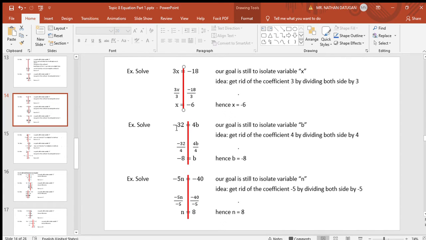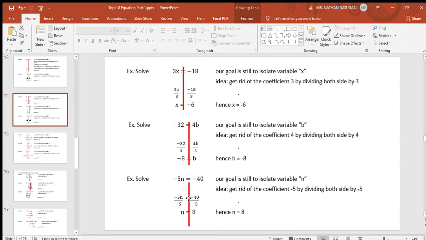Another example. Negative 32 is equal to 4b. We want to isolate b, so we have to get rid of that 4. How do we do that? Divide both sides by 4. 4b divided by 4 is b, and negative 32 divided by 4 is negative 8. So b is equal to negative 8. Again, it doesn't really matter which order you write it. It can be b is equal to negative 8 or negative 8 is equal to b. Doesn't really matter, as long as you have the same number and the same variable.